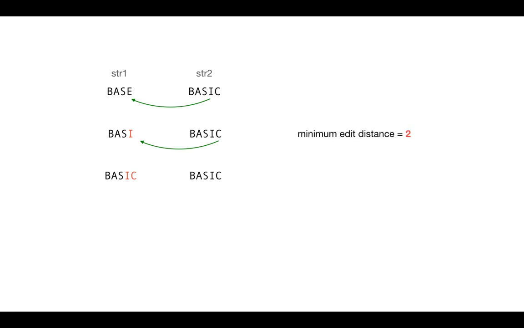For example, we have two strings, base and basic. We can convert base to basic by substituting E with I and then inserting character C. Though there might be other ways, the minimum edit distance will be 2 here. And if the strings are Thursday and Tuesday, it will take two operations, as we need to delete letter H and replace the letter R with E.